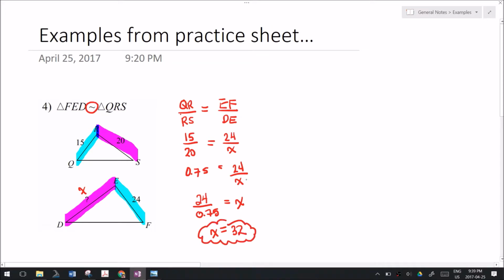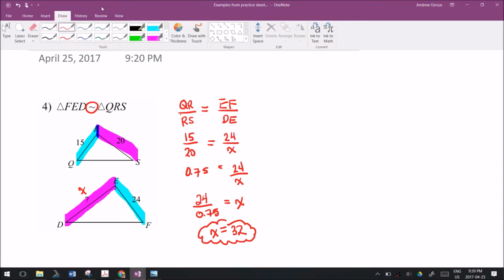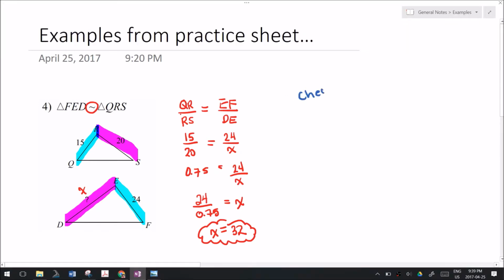And I can double check that. So to double check my answer, what I can do is check that 15 divided by 20, which we know is 0.75, should be equal to 24 divided by 32. So if I type 24 divided by 32 into my calculator, it should also be 0.75, and it is. So I know that my answer is correct because the ratio between the corresponding sides is the same.